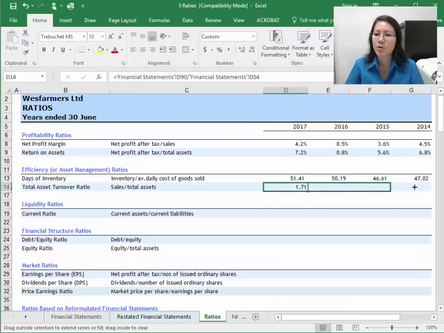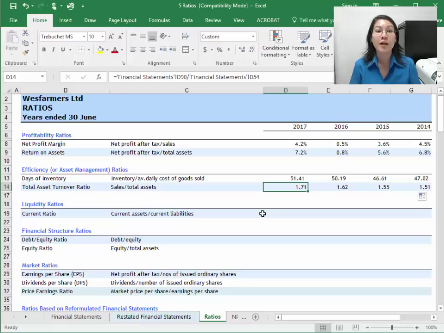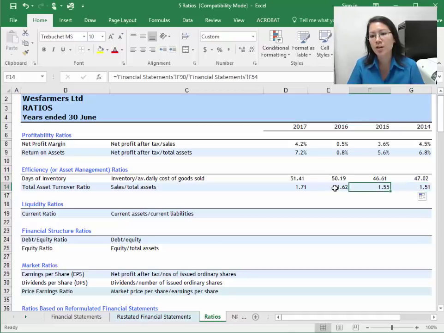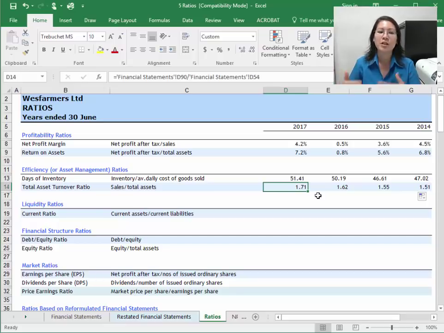Leave this one as a decimal point. This is how many times are we turning over the dollar value of our assets into sales. So you generally want to see a bigger figure here. What's the trend telling me? We were turning over 1.5 times the dollar value of our assets into sales, and it's slowly been increasing. So that's good. I'm glad that it's increasing, because generally you want a higher figure, but not too high, because that means that you could be overworking your assets. And I don't think 1.5 to 1.7 is considered high, so I'm happy with those.